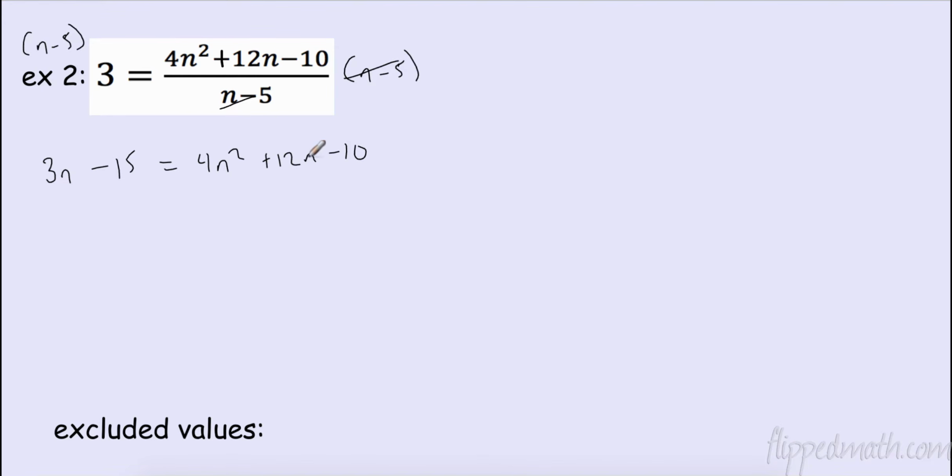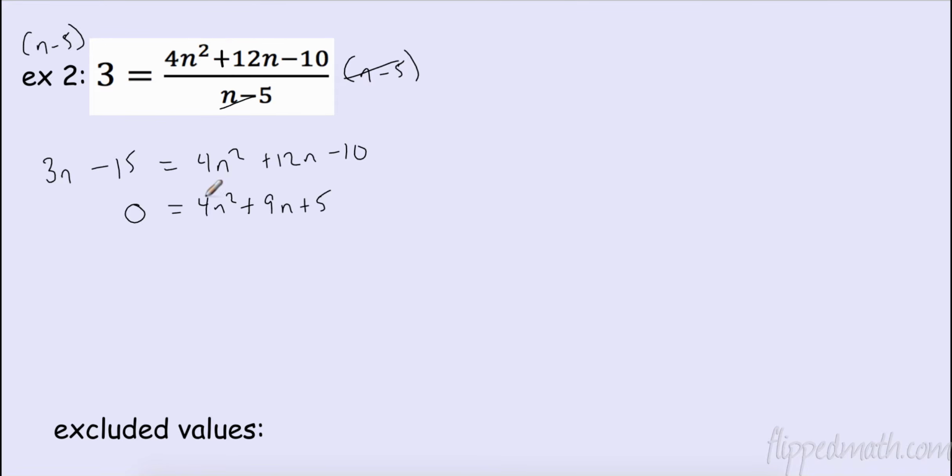I have a squared term and a linear term, so I'm going to have to factor, so I need to get everything to the same side. So, no other n squareds, 4n squareds. Subtract 3n. 12n minus 3n is going to be positive 9n. Add 15 to both sides. Negative 10 plus 15 is 5. And then we have equals 0.